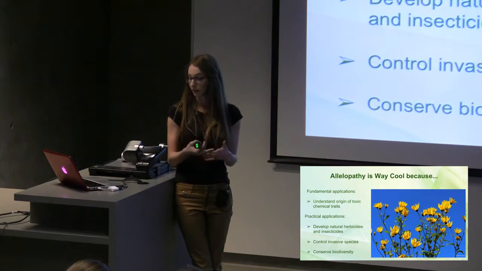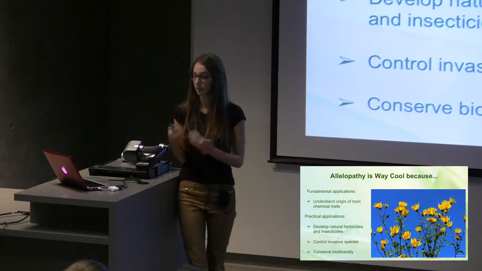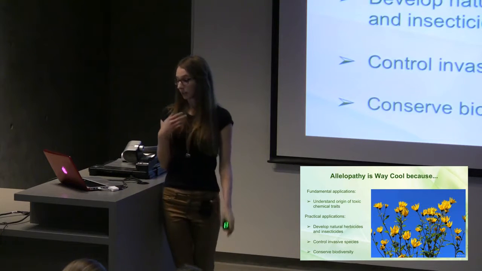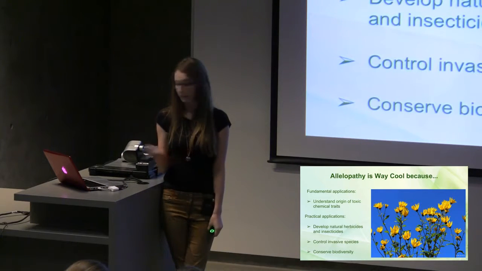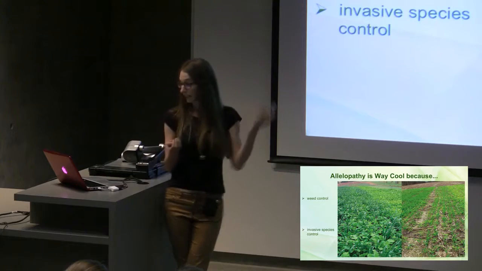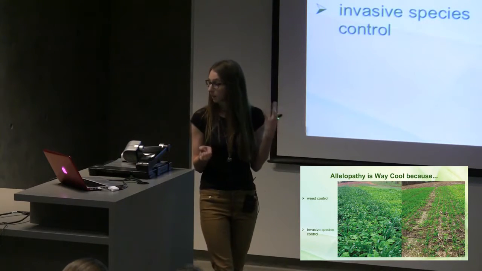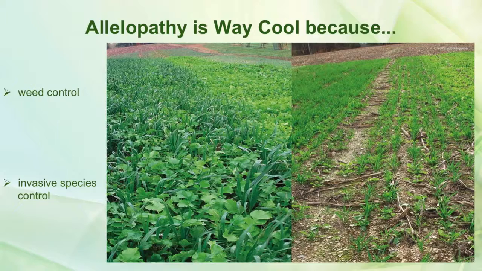Allelopathy can be used to develop natural herbicides and insecticides. It can be used to control invasive species and to conserve ecosystems and biodiversity. So this is an example of how allelopathy can be used in agriculture through the planting of allelopathic crops. On the left here, a non-allelopathic crop is planted. So it's growing, but so are weeds. And the weeds are taking up valuable space and nutrients that the crop needs. We want the crop to have as much space and nutrients as it wants because we want it to grow big so we have lots of food.